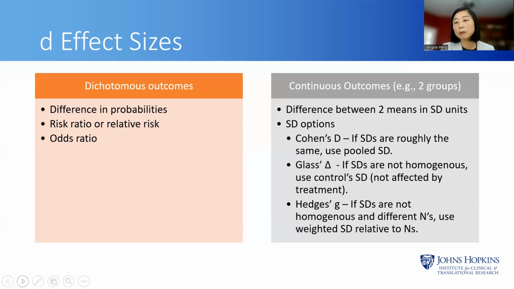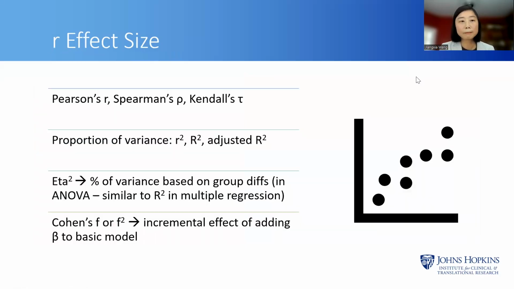Those two situations are for equal group size allocation. In some cases, we may not have equal group size allocation. One group may have a larger sample size than the other. In that case, we can use a weighted standard deviation relative to the group sample sizes. So that's about the d effect size.